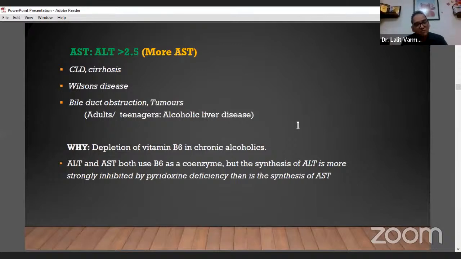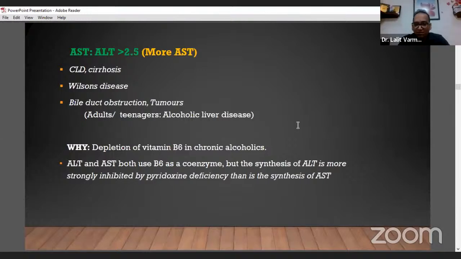Now, when your AST is more than your ALT, here we talk about any chronic liver disease, cirrhosis, Wilson's disease. So remember that Wilson's will present with this scenario where your AST is higher than your ALT. Bile duct obstructions and tumors.